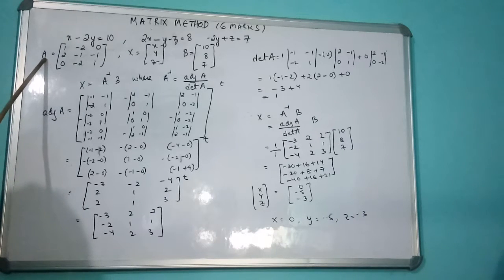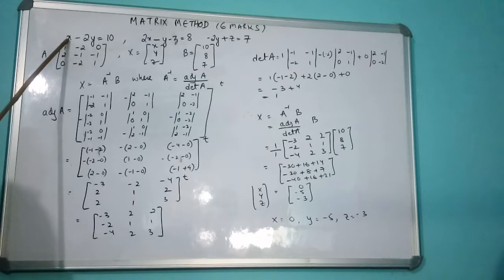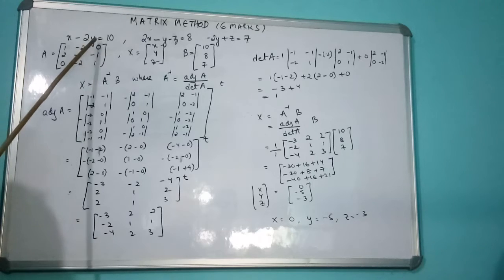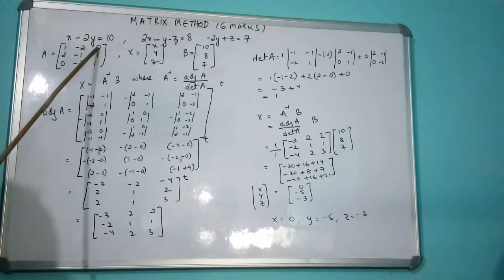We are going to find capital A. This is called your coefficient matrix. Coefficient matrix means whatever numbers, the coefficients, whatever numbers are there in front of the variable. Like, let us take the first equation. What is in front of x? 1, that's why I've written 1. What is in front of y? Minus 2. There's no term containing z, that's why I've written 0.